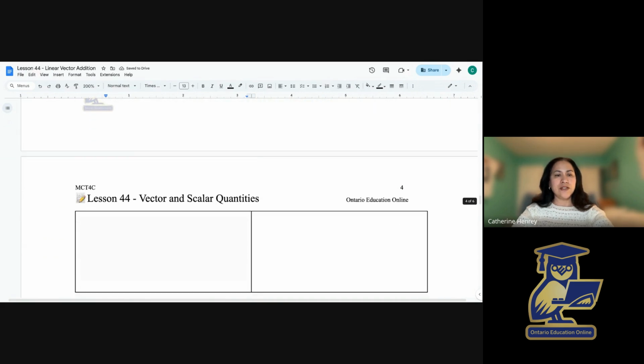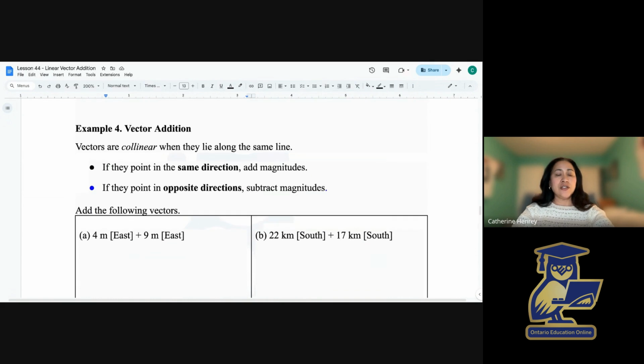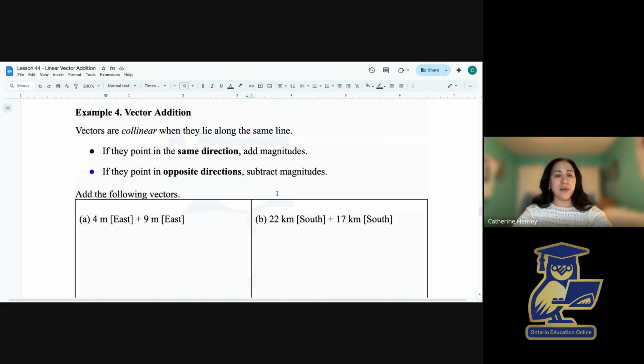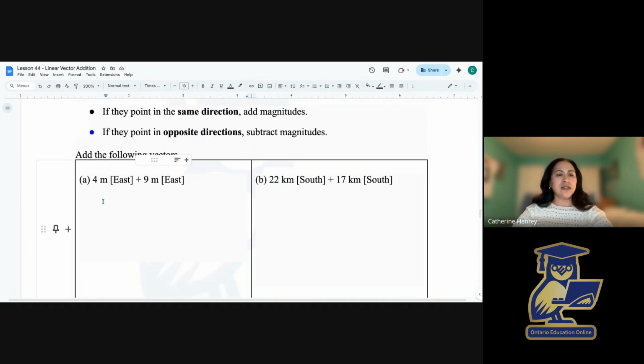Okay, so let's go on. Vector addition. So vectors are collinear when they lie along the same line. And if they're the same direction, we can go ahead and add their magnitudes. But if they are in the opposite direction, we have to subtract their magnitudes. So let's take a look at these examples. So 4 meters east plus 9 meters east, there's both the same direction. And so we can just add the two magnitudes of 4 and 9.